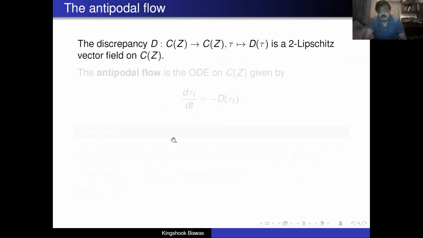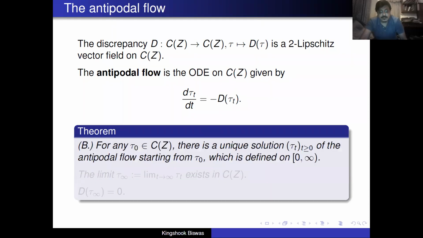Okay. Now we can look at the map τ goes to D of τ. So this is a map from the Banach space C(Z) to C(Z). We can think of this as a vector field on the Banach space C(Z). And then in fact, one can show that this is a 2-Lipschitz vector field on the Banach space C(Z). Now we have a vector field, and we can look at the following differential equation on the Banach space C(Z), which is what we call the antipodal flow. So this is the ODE on C(Z) given by d/dt of τ_t is equal to minus the discrepancy of τ_t. Okay. So this is an ODE in this Banach space.